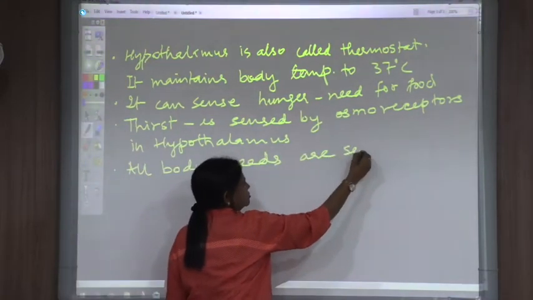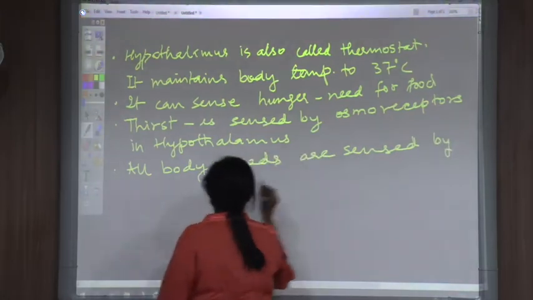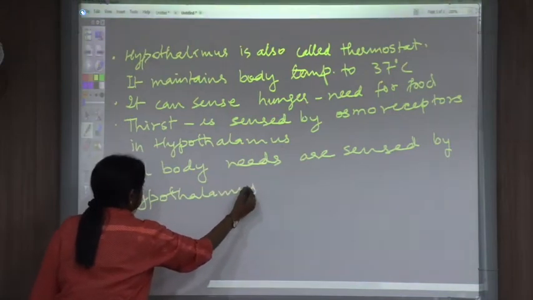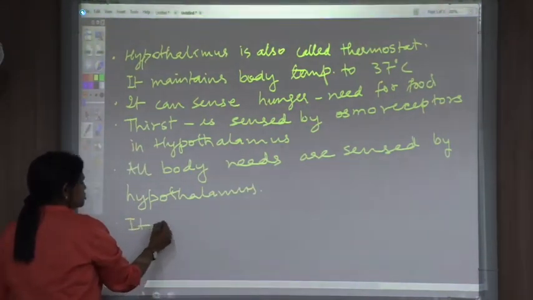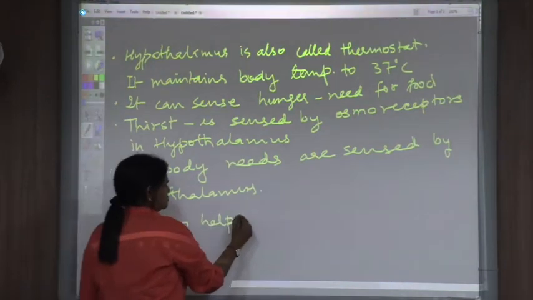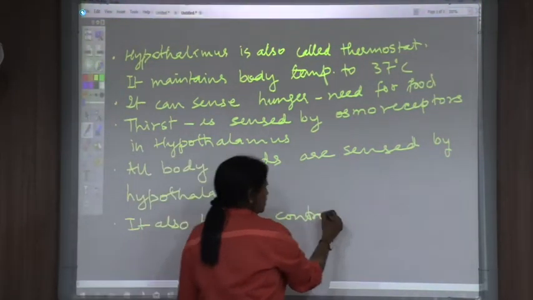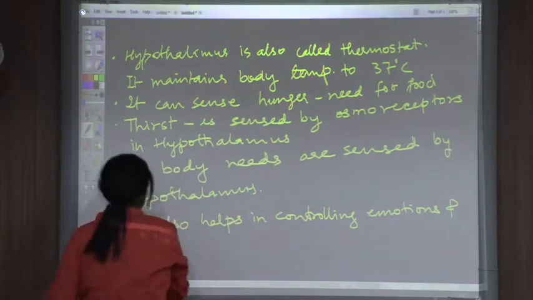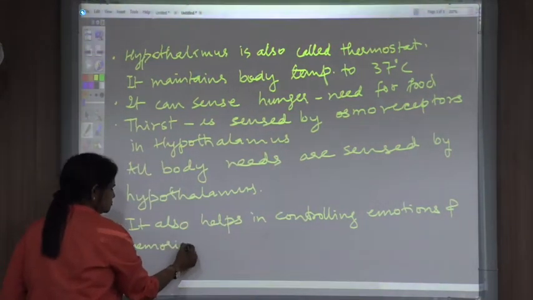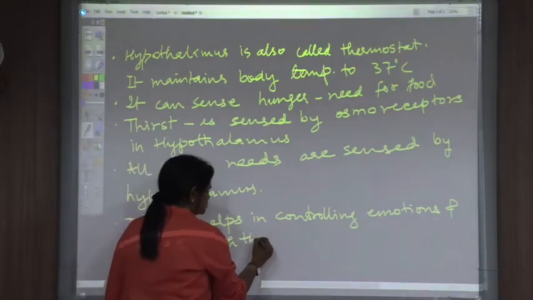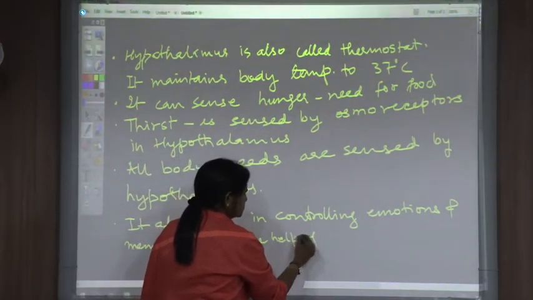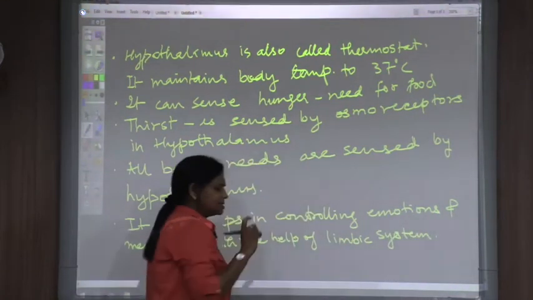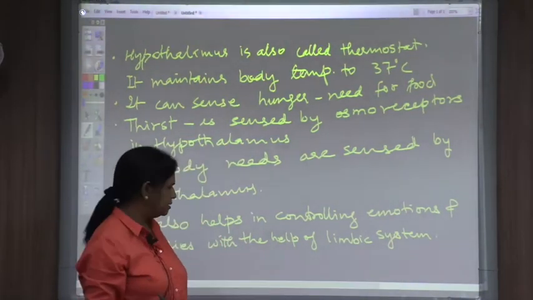Then the other body needs are also sensed by the hypothalamus. Your anger, your mood, your memory is also affected by the hypothalamus. So this part is basically controlled by the limbic system. It's a part near the hypothalamus only. It's a small, lip-like structure, which helps in sensing the mood swings, anger, rage, and other such things.